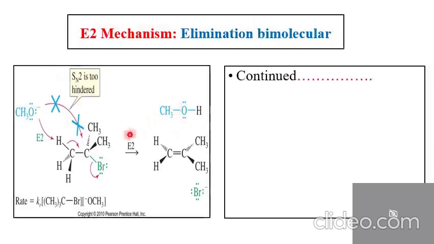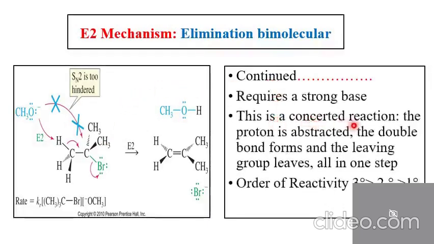Now, in this E2 mechanism, in continuation of the previous, another important point is it is a concerted reaction. E2 is a concerted reaction, means the bond breaking and bond formation take place simultaneously. Now, here the beta hydrogen is extracted by the base, then the double bond will get formed between these 2 carbons, and simultaneously the carbon-halide C-X bond will leave. All these things are happening in only one step.